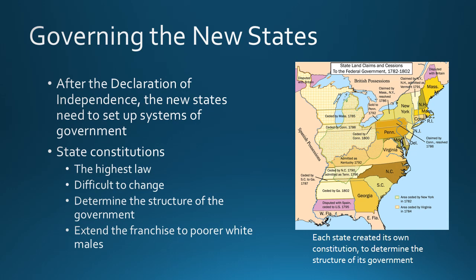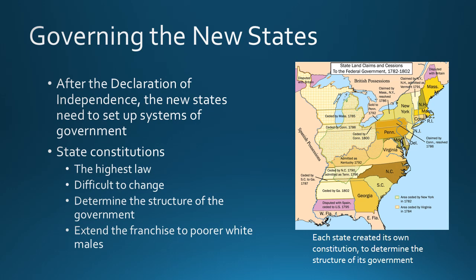All of the different constitutions that are set up in all of the 13 new states have some important similarities. One of the most important similarities is that they all extend the franchise to poorer white males. That is, they let poorer white males vote.